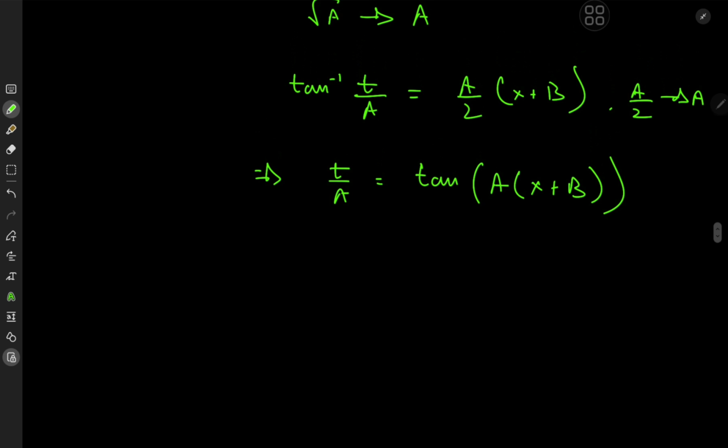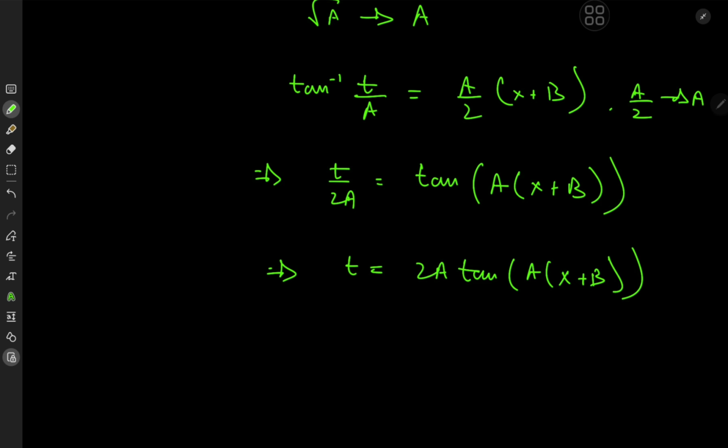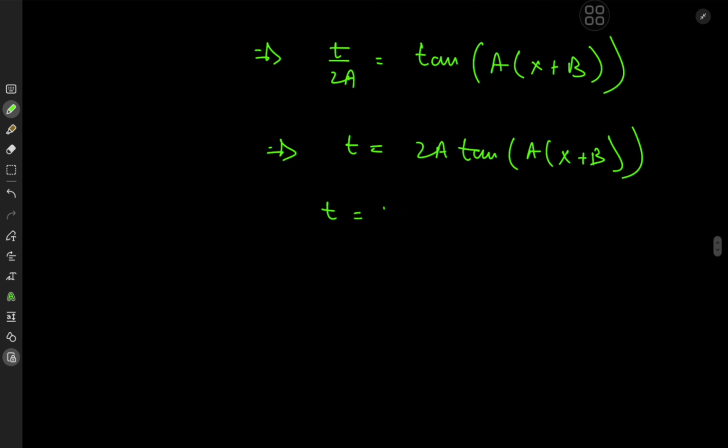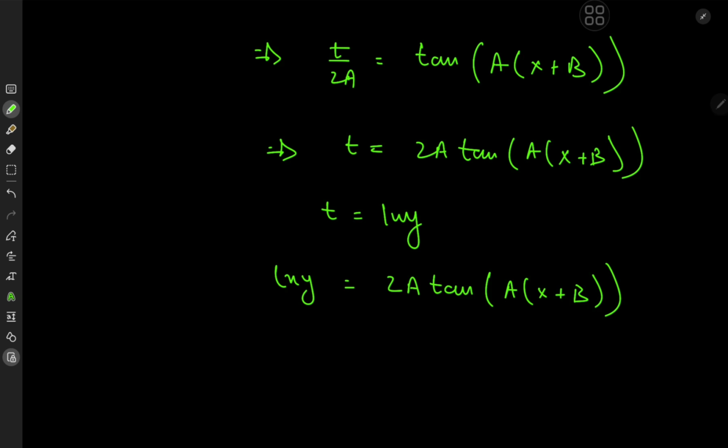Or, wait a minute, if a over 2 is a, then this thing over here should be 2 times a, correct? Yeah, expanding by 2. Yep, that's exactly what I needed. So this implies that t here equals 2a times the tangent of a times x plus b. But wait a minute, what exactly was t, if I remember correctly? t equaled log y. So log y equals 2a times the tangent of a times x plus b.